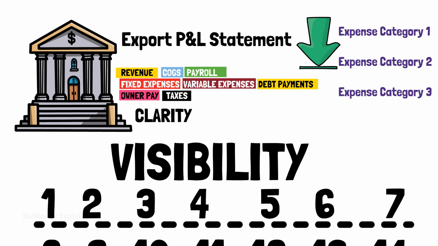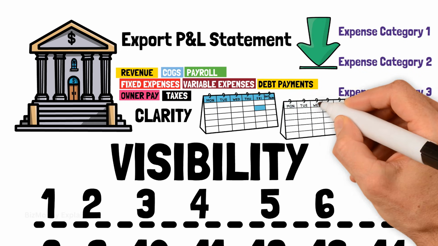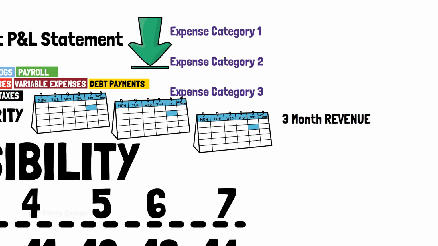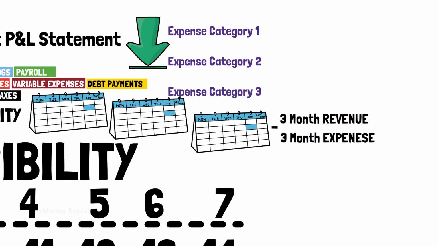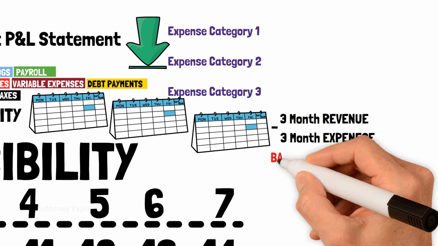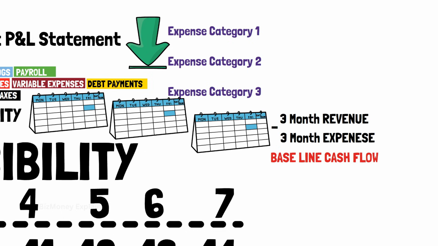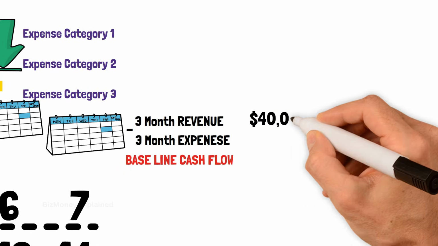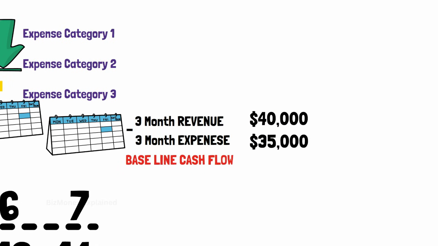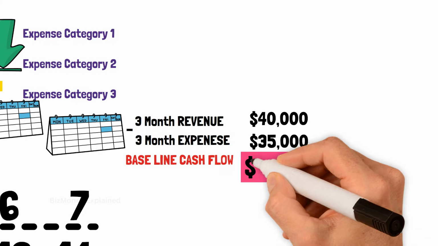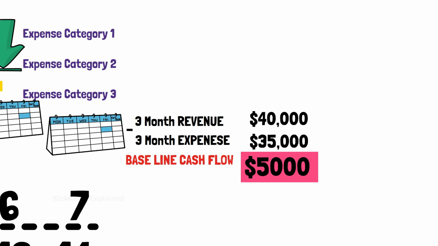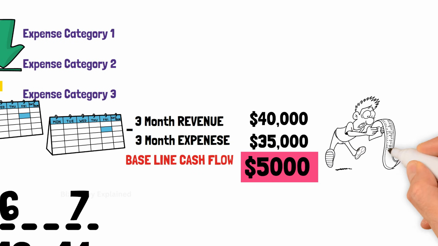Once categorized, calculate your average monthly revenue for the last 3 months. Then calculate your average monthly total expenses. The difference between the two is your baseline cash flow. If revenue is $40,000 and total expenses are $35,000, your average monthly surplus is $5,000. If expenses are higher than revenue, you now clearly see the gap. This alone is powerful because most owners operate emotionally, not numerically.